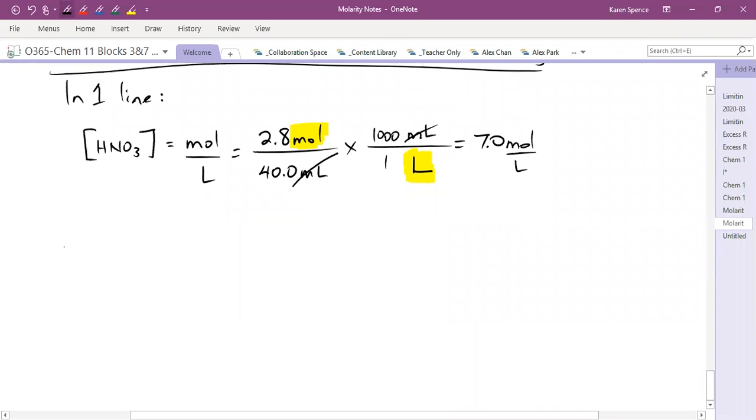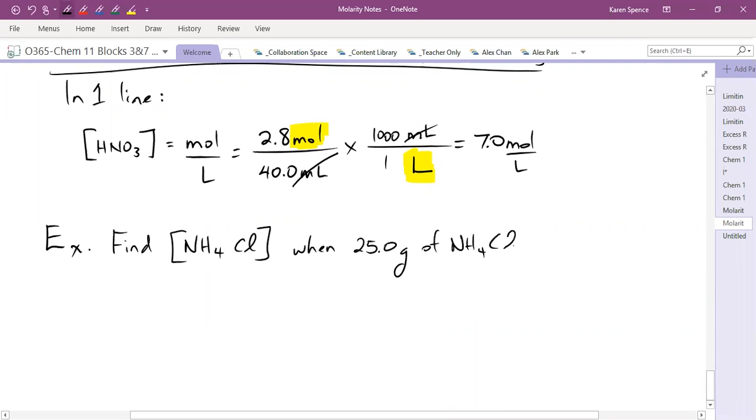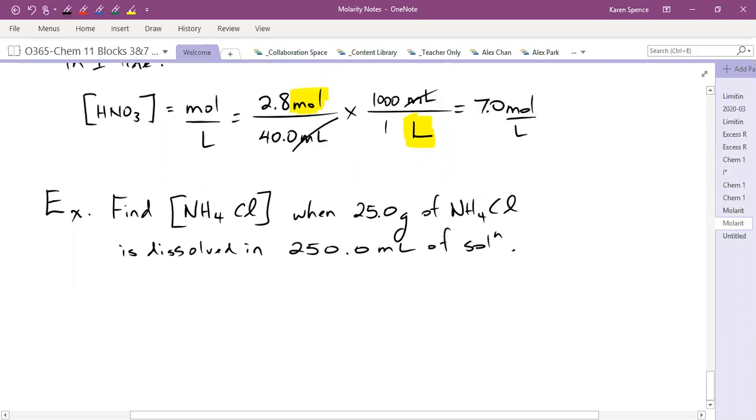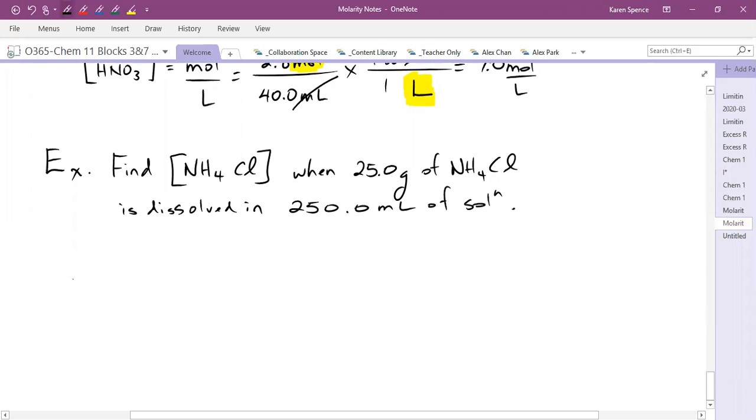Okay, let us do one more here. Find the concentration of ammonium chloride when 25 grams of NH4Cl is dissolved in 250 milliliters of solution. So here we go.